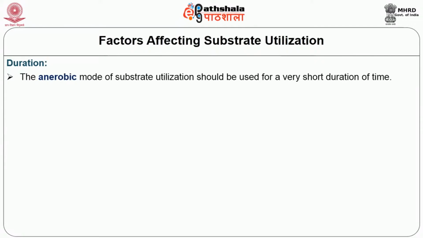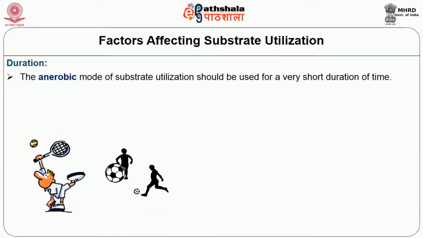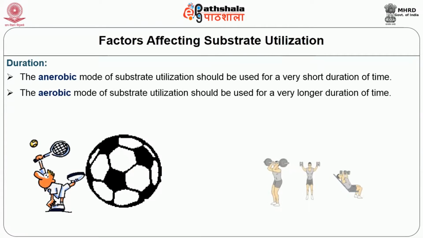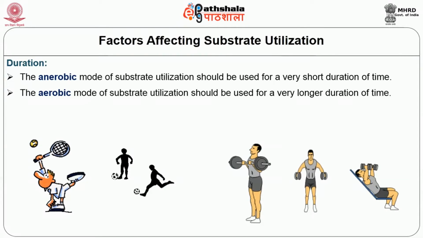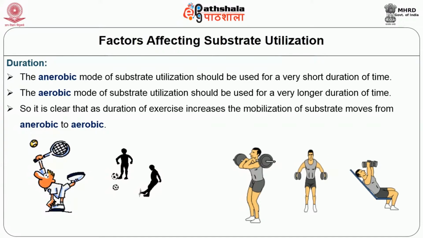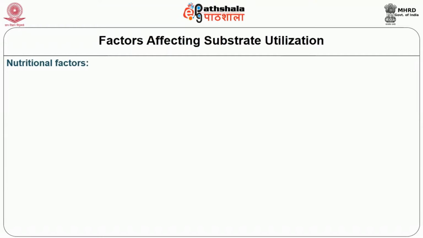As mentioned earlier, the anaerobic mode of substrate utilization should be used for a very short duration of time. That is for spurt activities, for a sudden hit in football, for an ace service in tennis, or sudden power activity which needs the immediate release of energy is something which gets supported by the anaerobic substrate utilization. When it comes to aerobic utilization of substrate, it is always a longer duration. So, it is very clear that as the duration of the exercise increases, the mobilization of substrate moves from anaerobic to aerobic, because with the increase in the duration of exercise, we also increase the availability of oxygen.